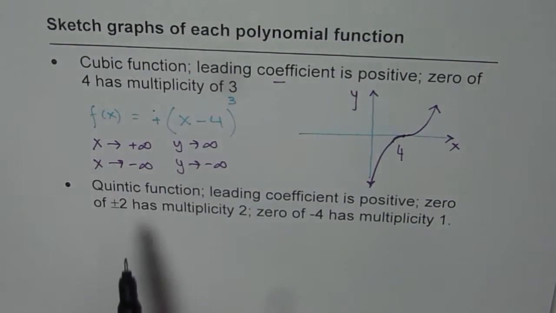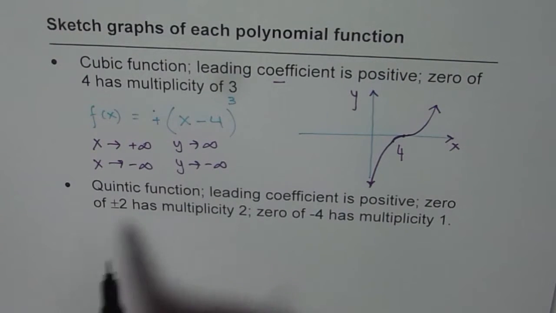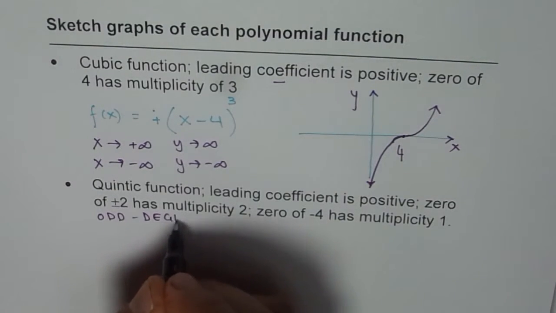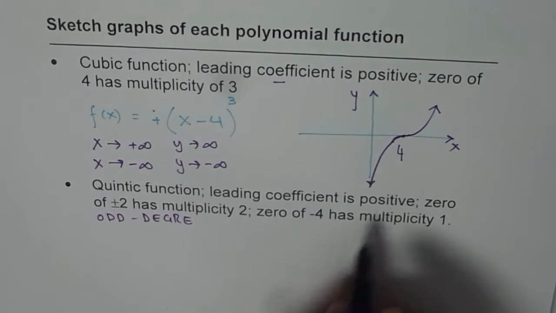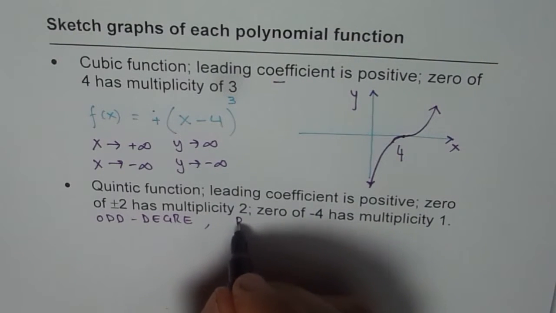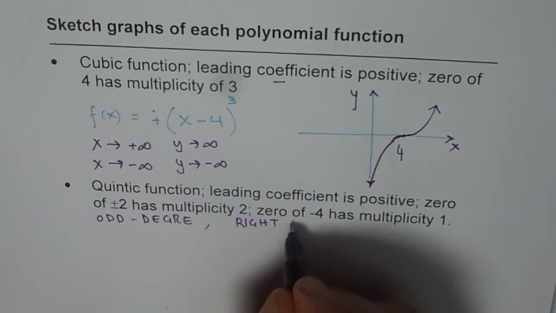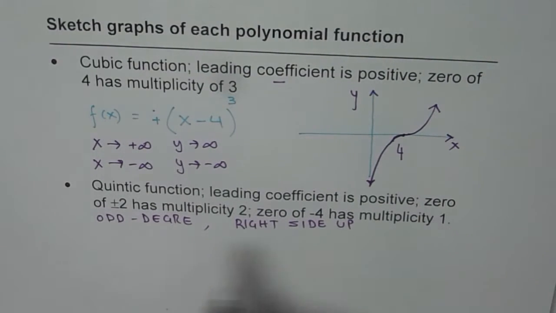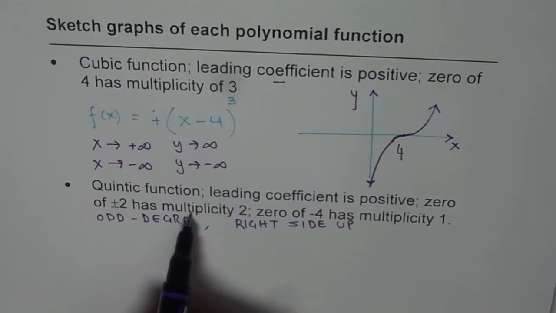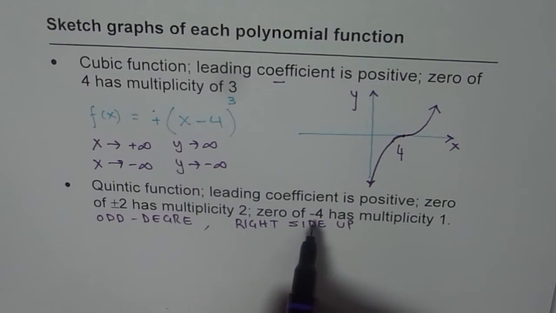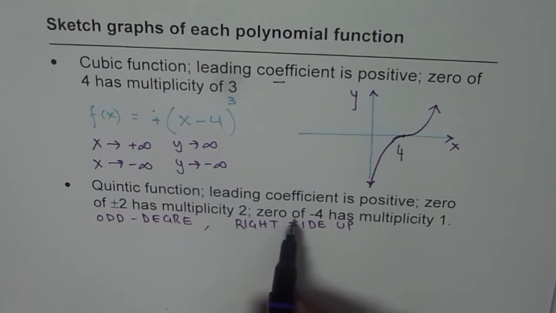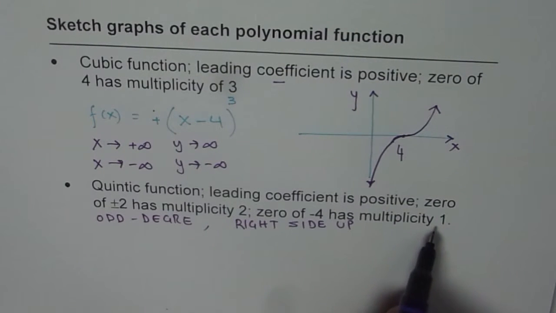Yeah, let's do the next one, which is a quintic function. That means odd degree. Okay, so we have an odd degree function. Leading coefficient positive, that means right side up. Zeros of plus minus 2 with multiplicity of 2, and that means 2 each, right? So we have 4 factors here, and zero of minus 4 has multiplicity of 1. That's one factor. That makes it 5, correct?